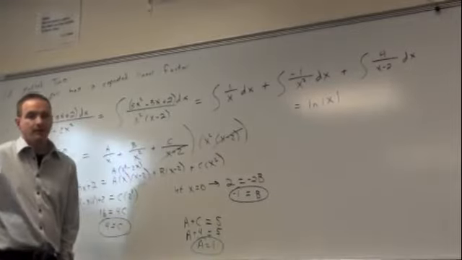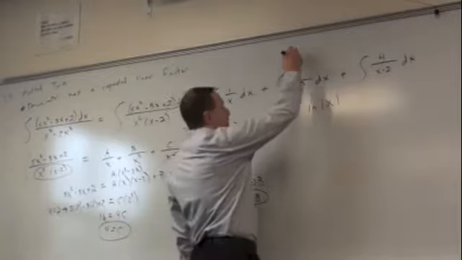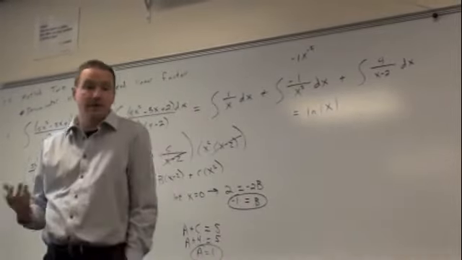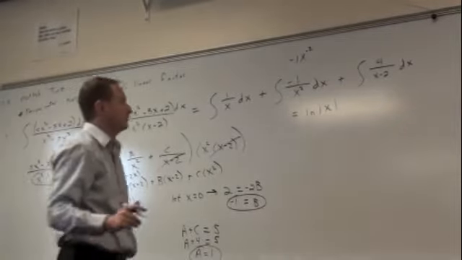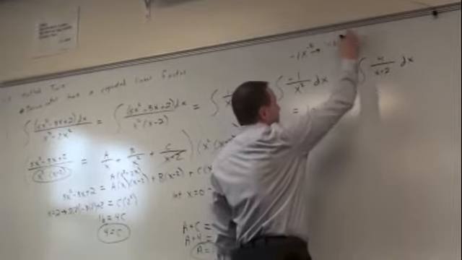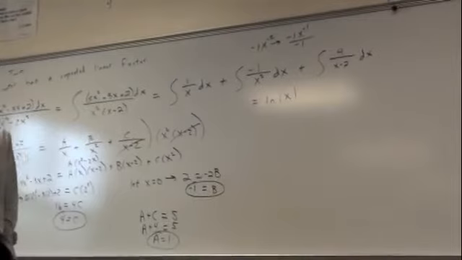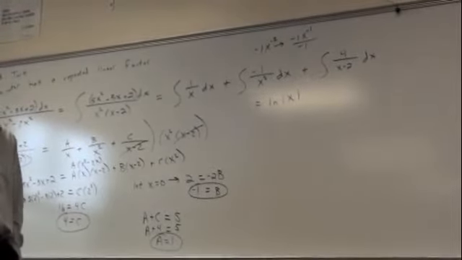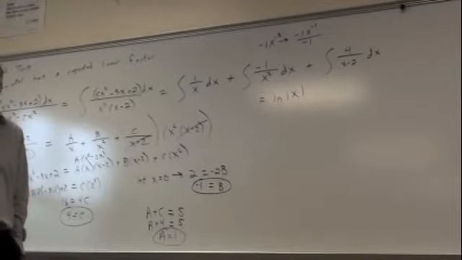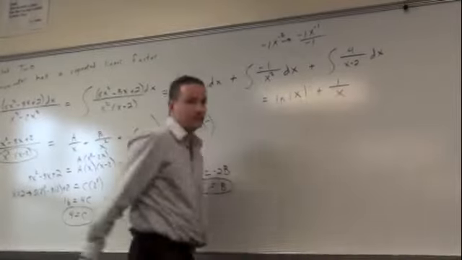What about the second one? Right. You say, well, that's just negative 1 times x to the negative 2. If you're thinking about integrating that, when I integrate, I add 1 to the exponent. That's going to make it negative 1 times x to the negative 1 divided by that new exponent, negative 1. And so that's going to be plus x to the negative 1. Plus x to the negative 1 is plus 1 over x. All that second integral becomes plus 1 over x.